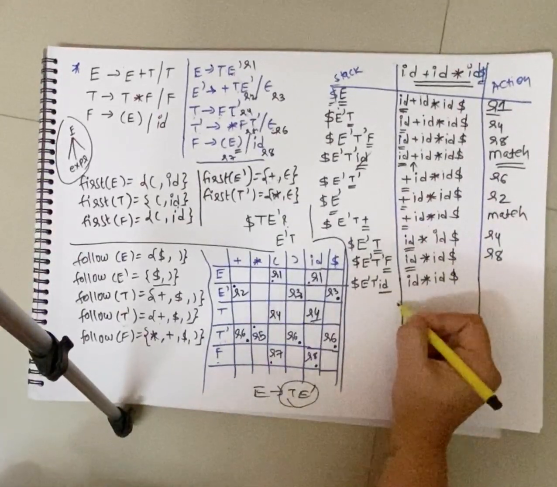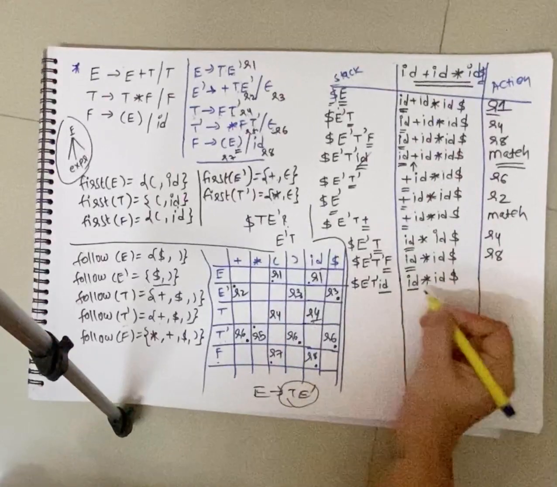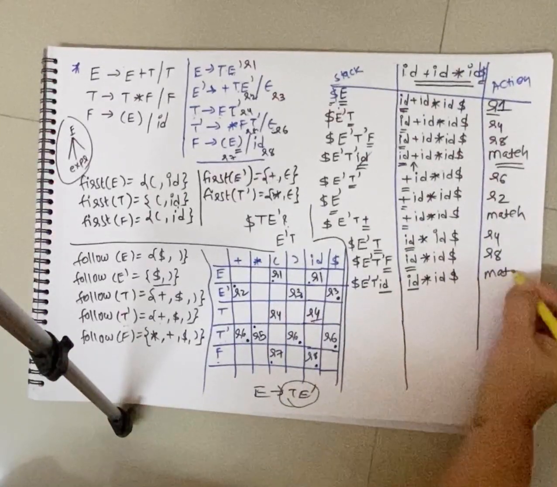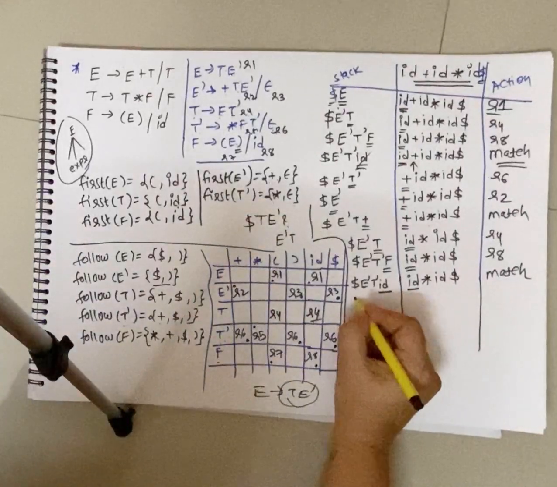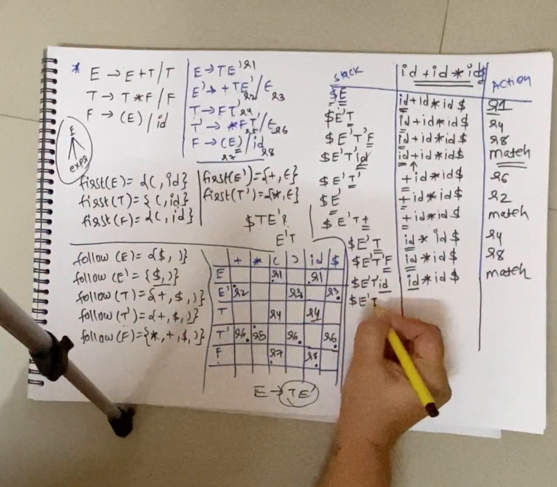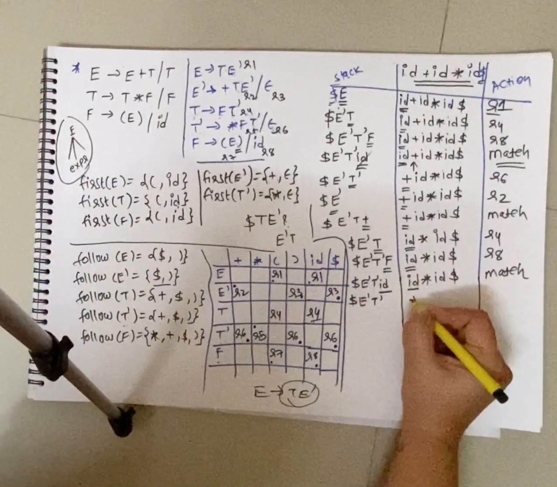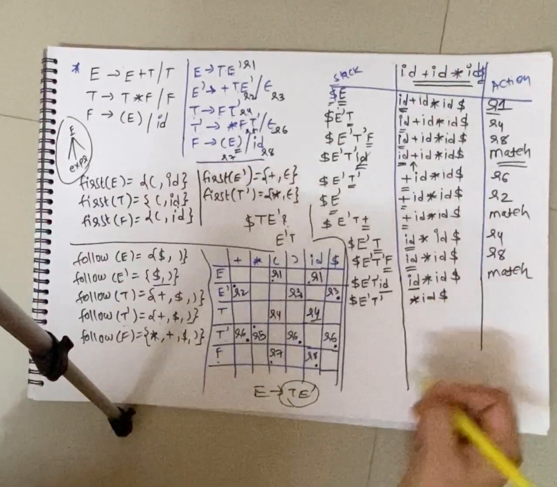Now ID is the current top of the stack and ID is the current input symbol. So a match is declared. When we have a match, what we need to do? A pop should be performed and the input symbol should be incremented by 1. So this is going to be our case now.